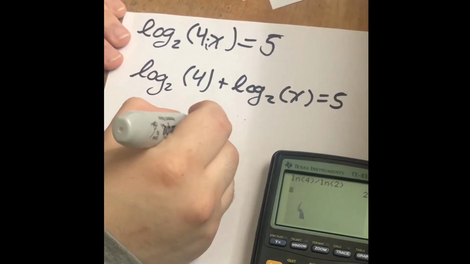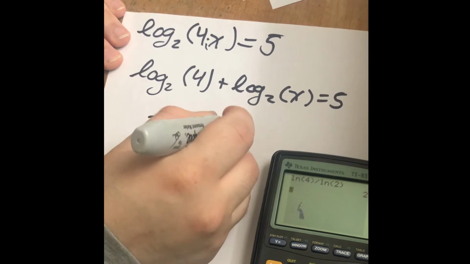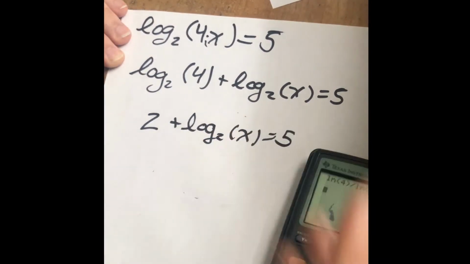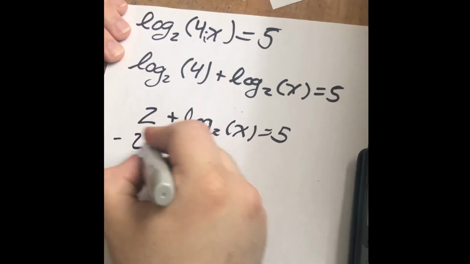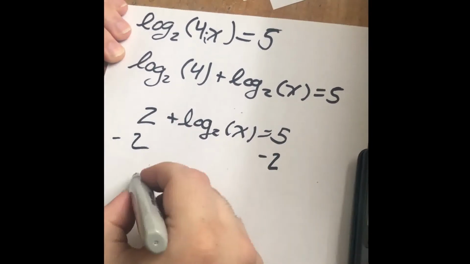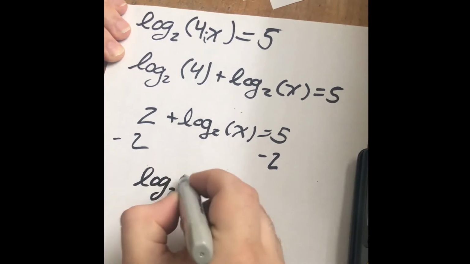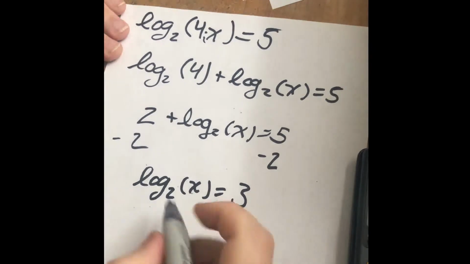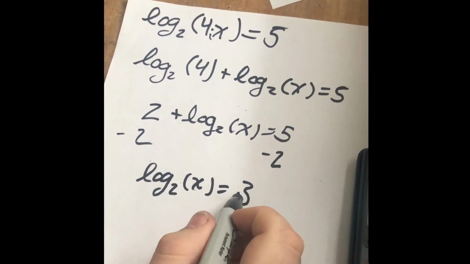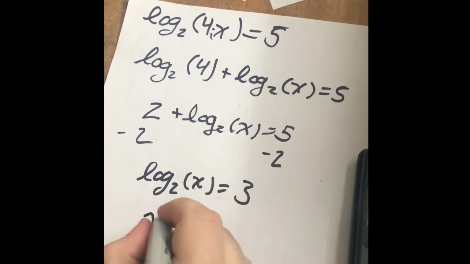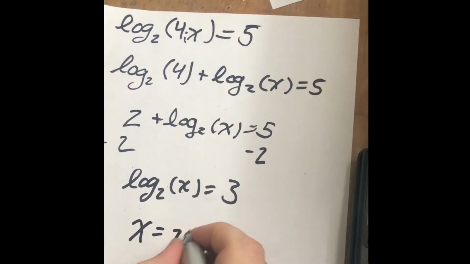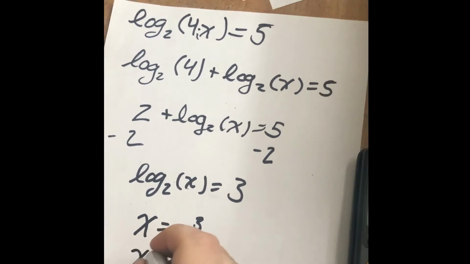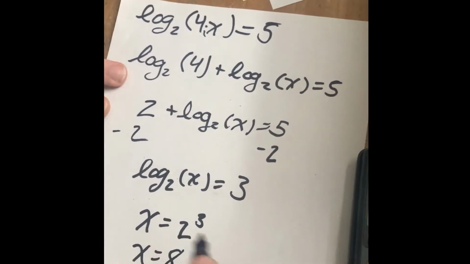We can keep the log base 2 of x equals to 5, right? So we can just subtract the 2's out. We can go log base 2 of x equals 5 minus 2, which is 3. So 2 to the 3 is equal to x. So x is equal to 2 to the 3, just by definition of what a logarithm is. Or x is equal to 8.